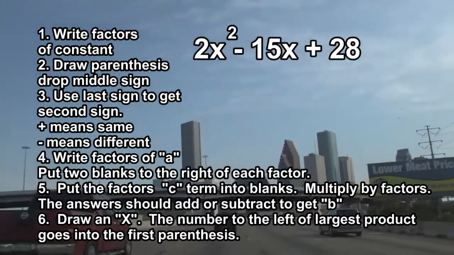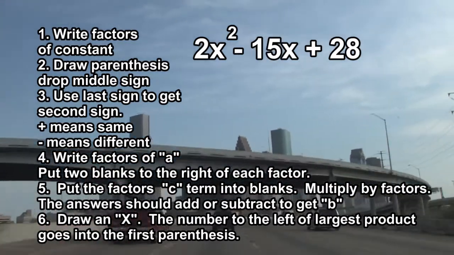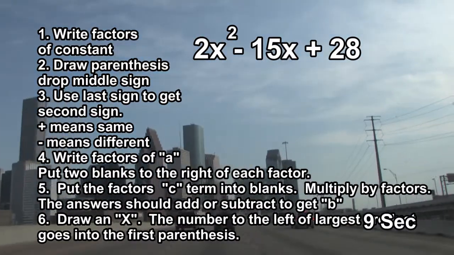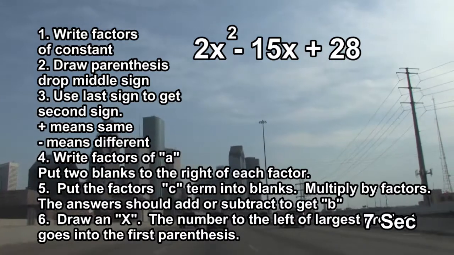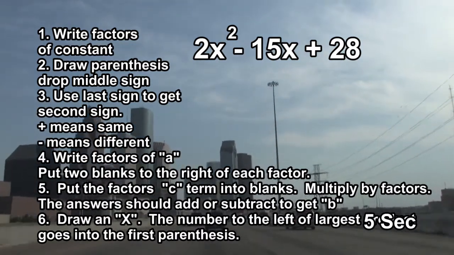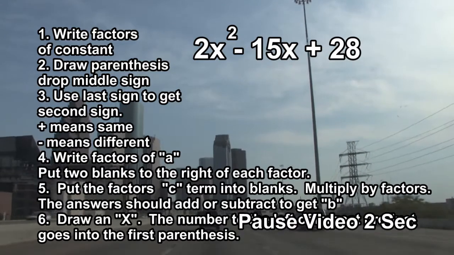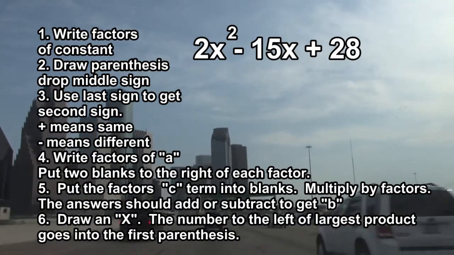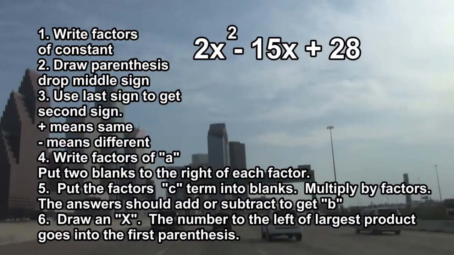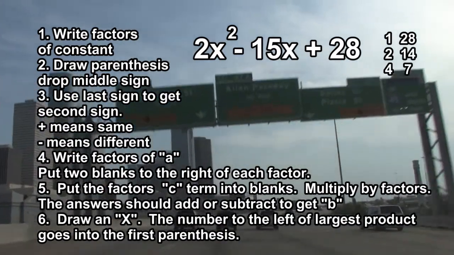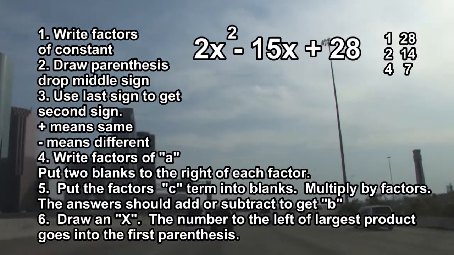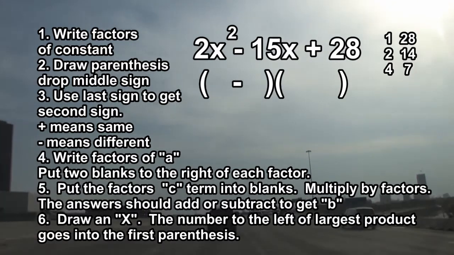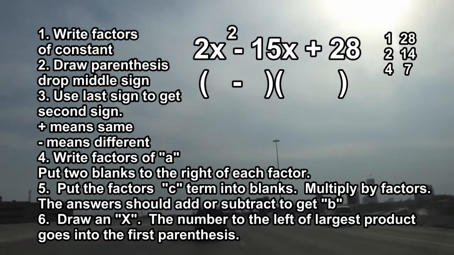Now it's your turn. See if you can factor 2x squared minus 15x plus 28. Step 1 is to write the factors of 28, which are 1 times 28, 2 times 14, and 4 times 7. Step 2 is to draw the 2 parentheses and drop the middle sign into the first parentheses.